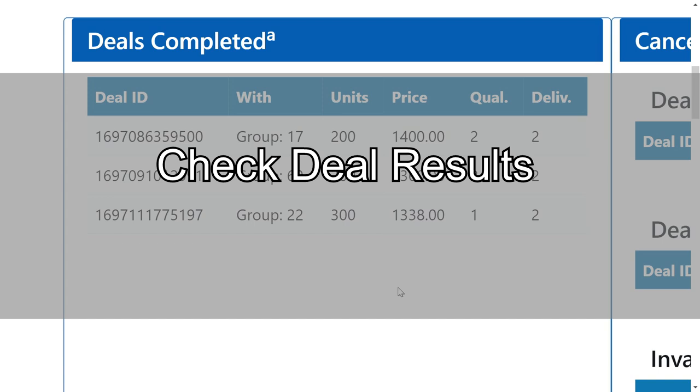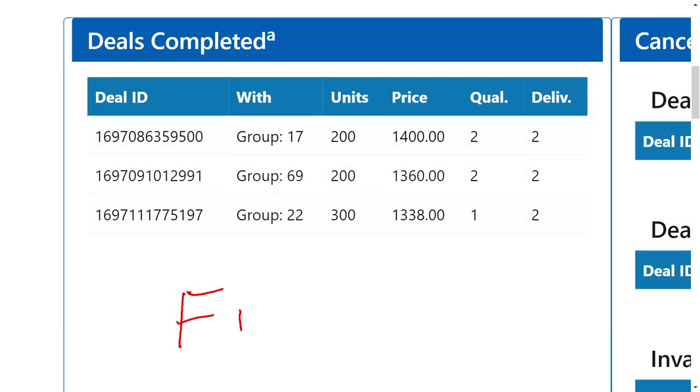When a deal is completed, it cannot be changed. It's over. Final. So that's a key point to remember. Your deals are always final. Now we do have a special case where we can cancel a deal, but we'll talk about that in a little bit. But the key point here is once they're sent in, you cannot click here and change them.